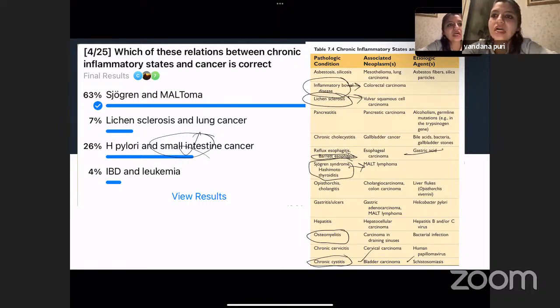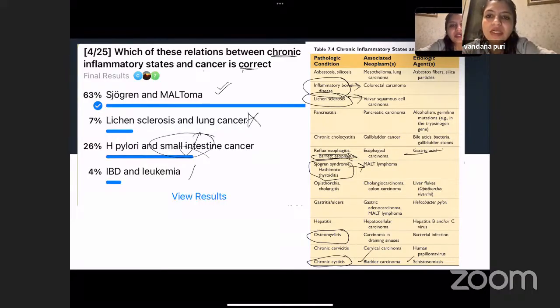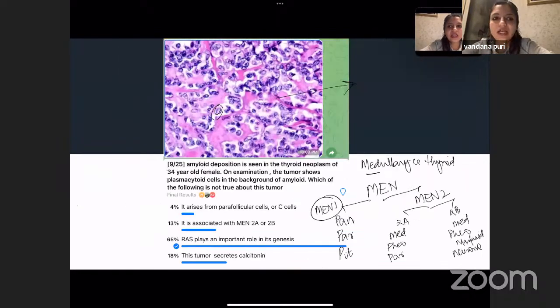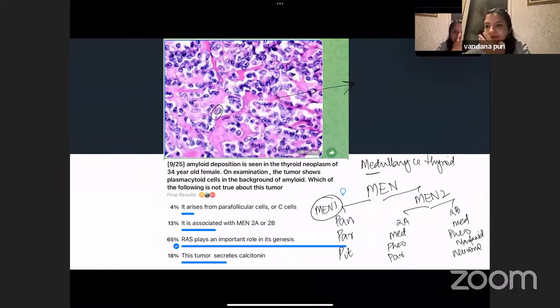So the question was, which is correct? Correct is Sjogren and maltoma. Lichen sclerosis does not cause lung cancer. IBD does not cause leukemia. H. pylori does not cause small intestine cancer. I hope it's clear, Praktri, now. Yes? Okay. Right. Thank you, Anand. Thank you. Okay, Lakshit. Good.